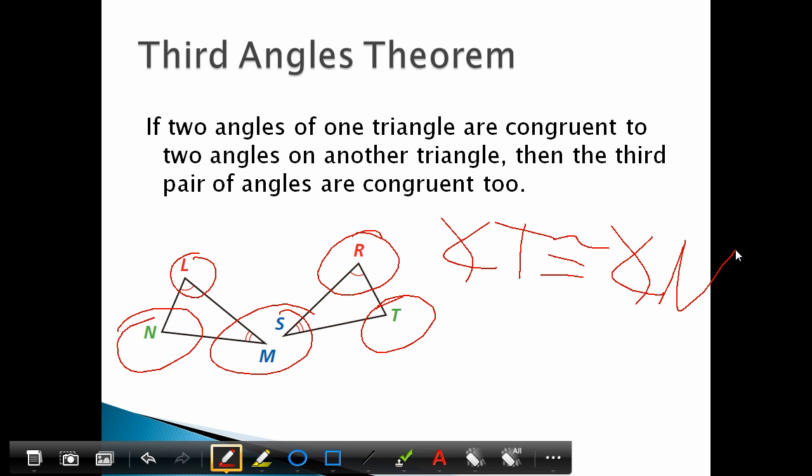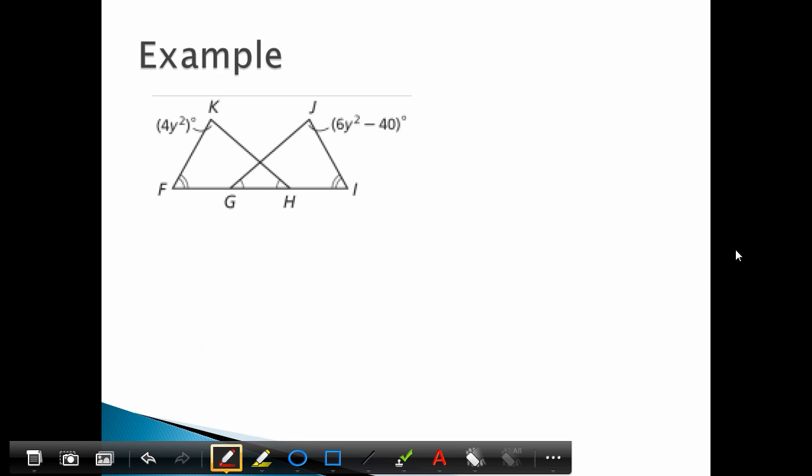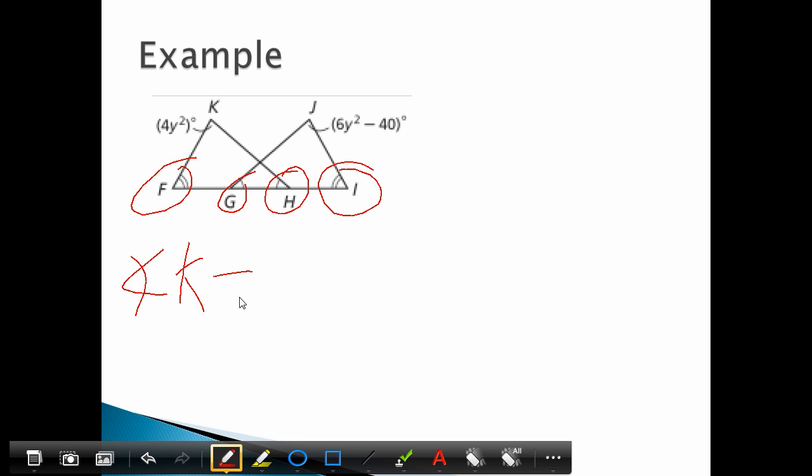Let's do an example. Here we go. We've got two triangles that kind of overlap to make a little triangle in the middle, but I'm going to look at the big ones and ignore the fact that they overlap. I can see that F and I are congruent. They got the same number of little arcs. I can see that G and H, those angles right there, are congruent. They got the same number of little arcs. That's two pairs of angles. So that means K and J, K must also be congruent to J.